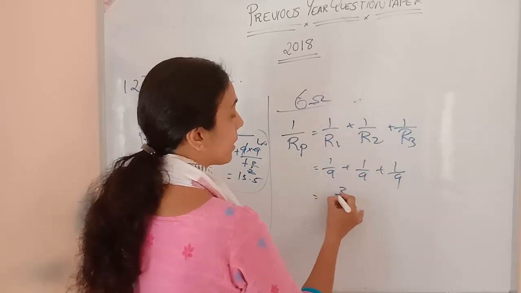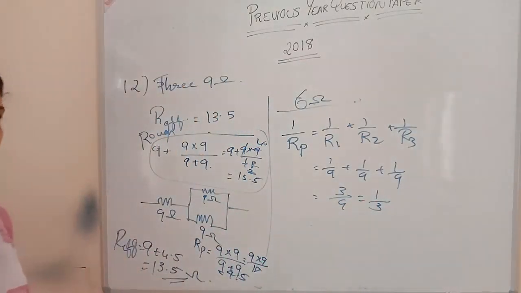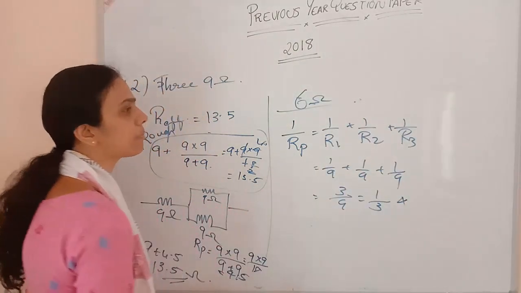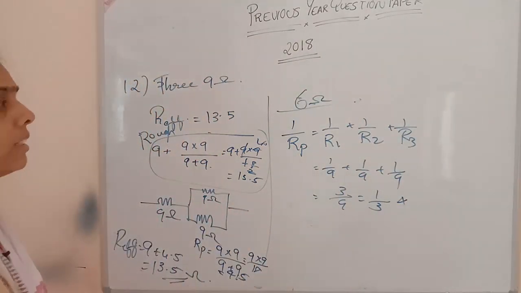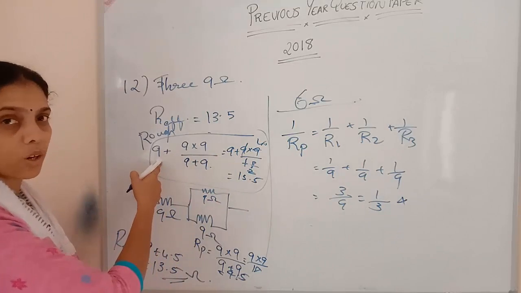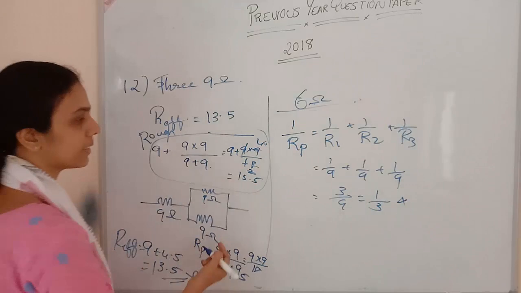So it is 3 by 9, so 1 by 3, so it is not working. Okay, so Rp is 3 ohm, it's not correct. Now we should try. See, 2 in series and 2 in parallel is not working, right? So 2 in series and 1 in parallel, whether it is working.